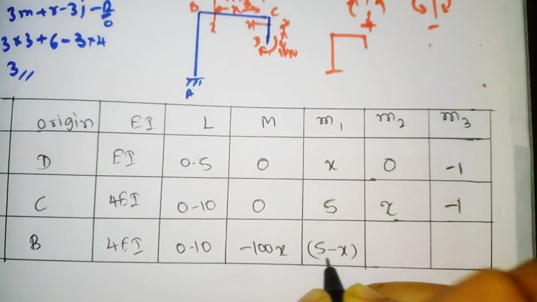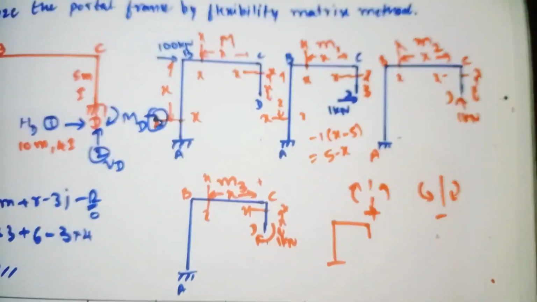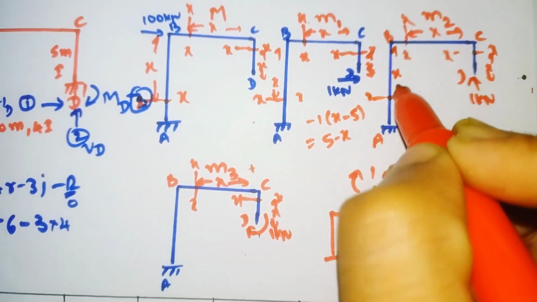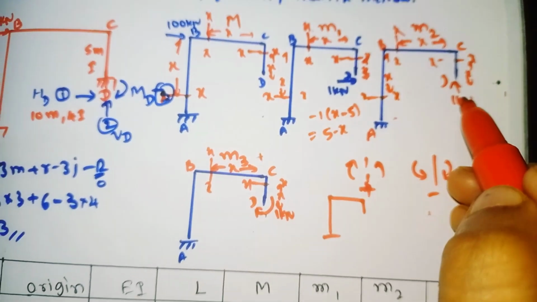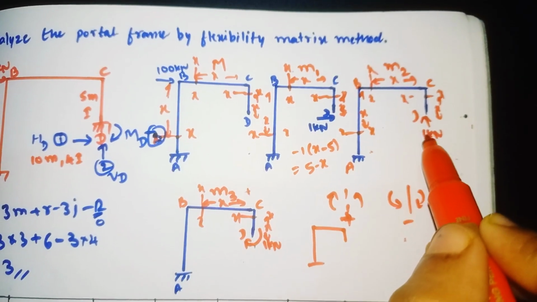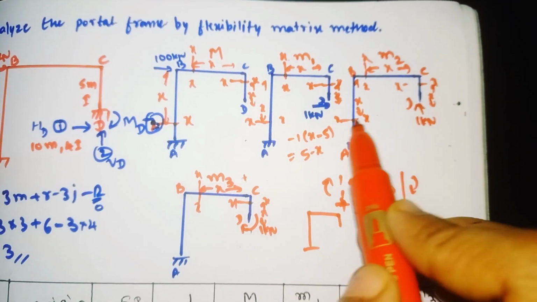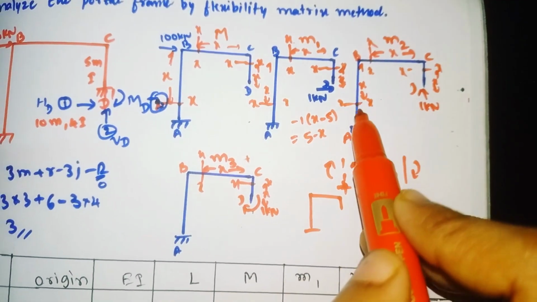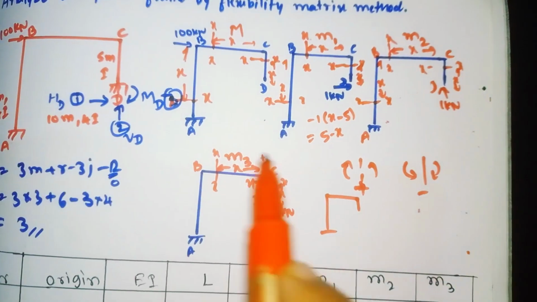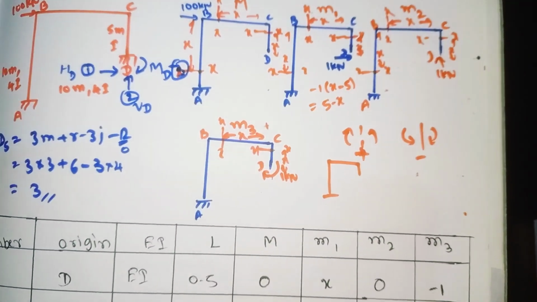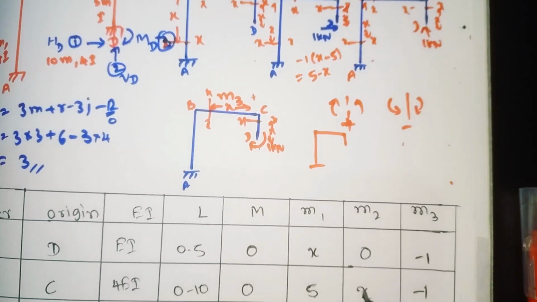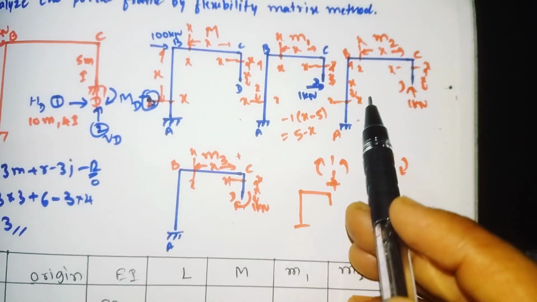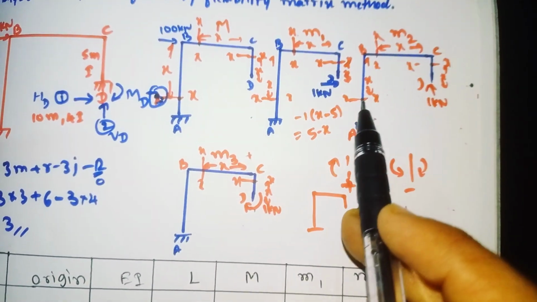For m2, if you cut the section at a distance of x from the origin, what is the perpendicular distance of the 1 kilonewton load from this section? The perpendicular distance from this section is BC, and BC is perpendicular to this section. The distance of BC is 10 meters. So for m2 we have the value 10, because the perpendicular distance from this section is 10.